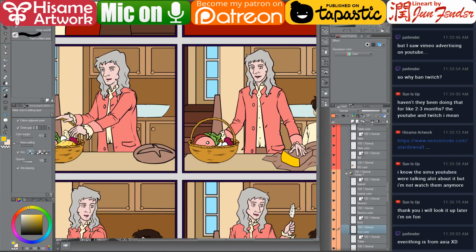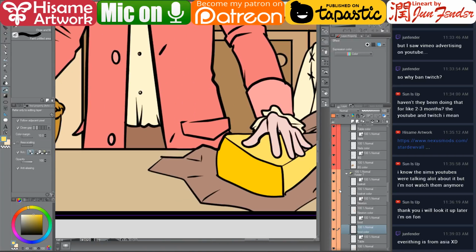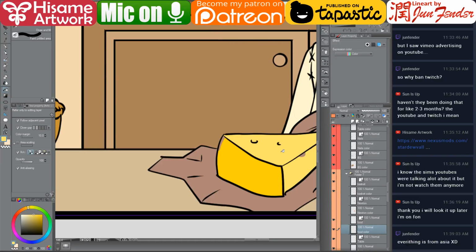That's a big piece of cheese. I love cheese. I would say it's one of my favorite things to eat.